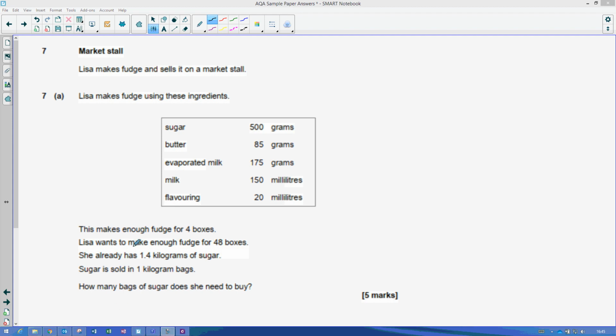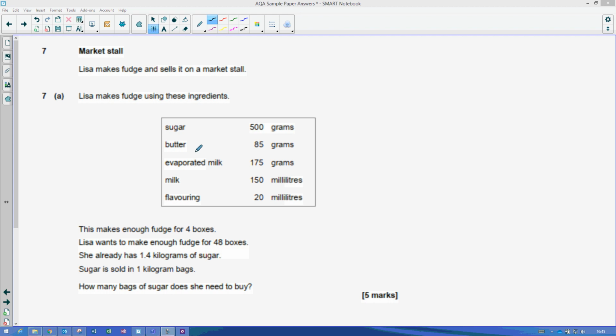So when you've got a long question, you want to scan through the information relatively quickly without getting too bogged down and focus on what you're being asked to work out. And we can see here that we're being asked to work out how much sugar she needs. So a lot of this information we're not going to need. It's the sugar we care about, not all of these ingredients. Okay, so what else do we know?